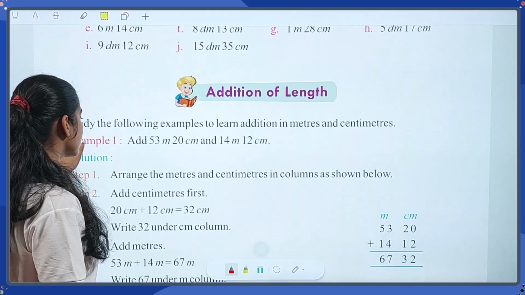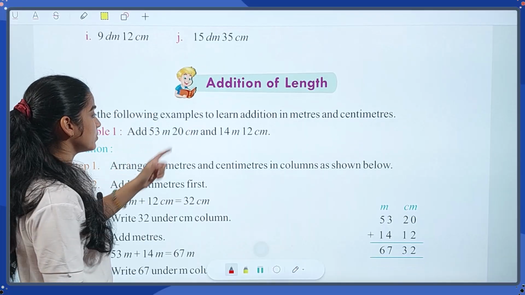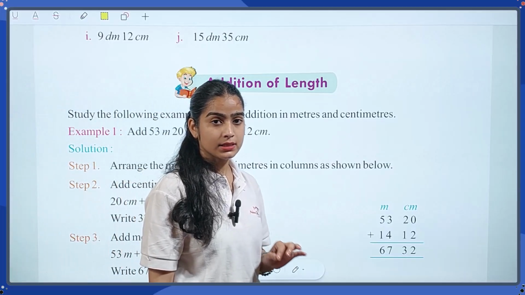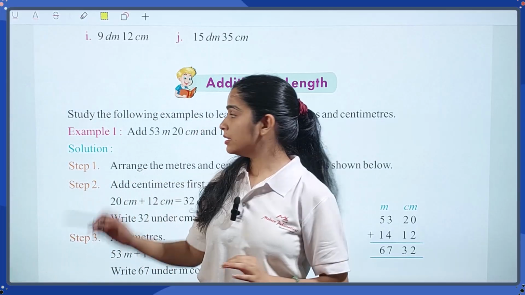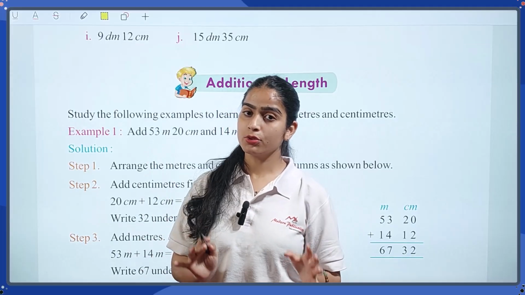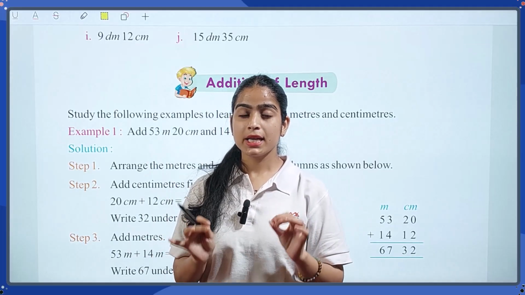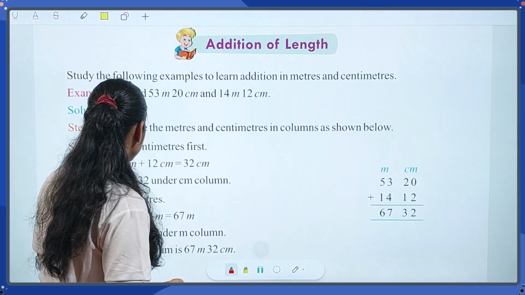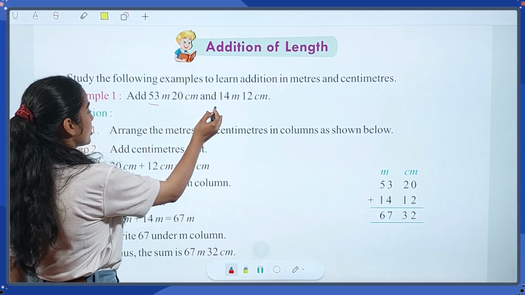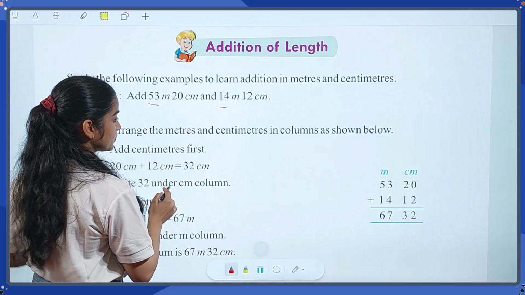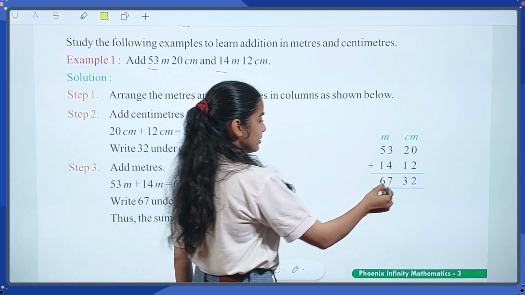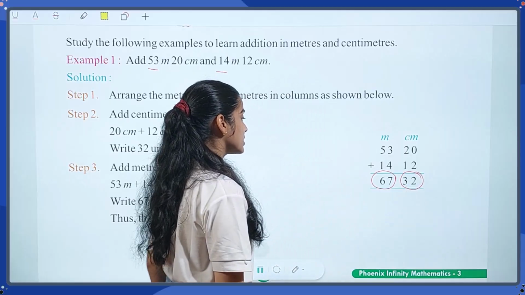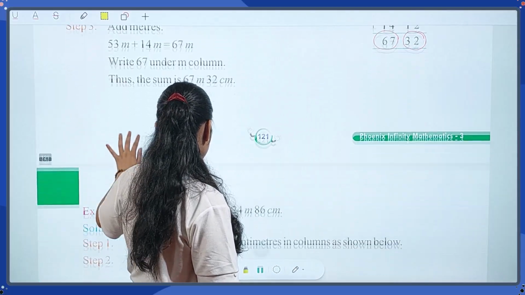Addition of length. Now add 53 meters 20 centimeters and 14 meters 12 centimeters. Again the same point we have to keep in mind: always add meters to meters and centimeters to centimeters. Your unit should remain the same for addition and subtraction. So 53 meters and 14 meters is 67, and 20 plus 12 is 32 centimeters. The total measurement is 67 meters 32 centimeters.